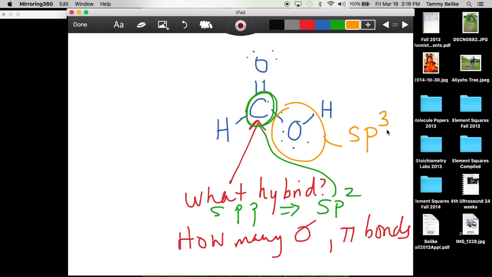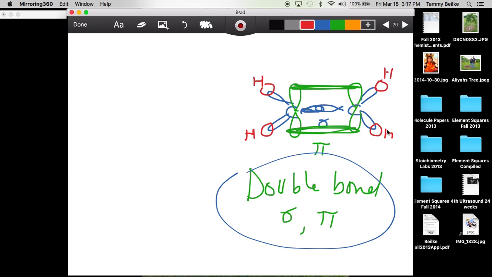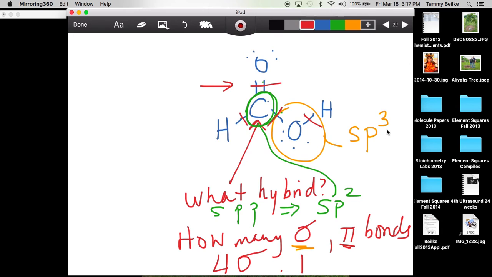Okay. If I look at how many sigma bonds there are, I just need to count how many bonds there are total. So I see 1 right here, 1 right here, 1 right here, and 1 right here. So that is 4 sigma bonds. And if I'm looking at pi bonds, that means I need to look for any double or triple bonds. I've got one double bond. And if you recall, a double bond is a sigma and a pi. That means there must be only one pi bond. That's it. Okay. Those are the kinds of questions I would want to ask you.